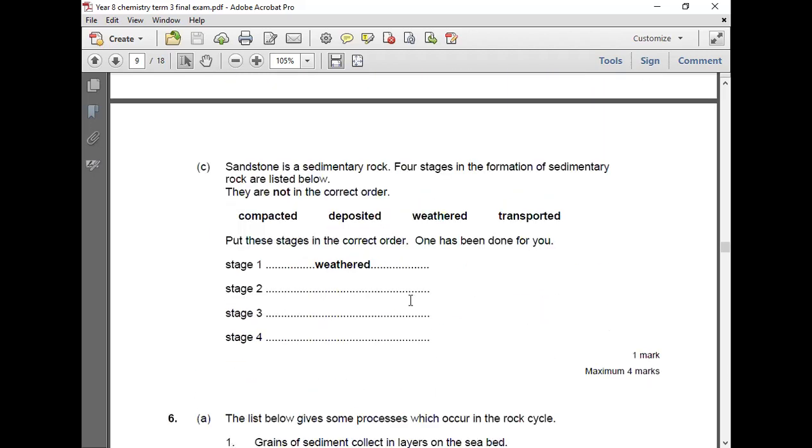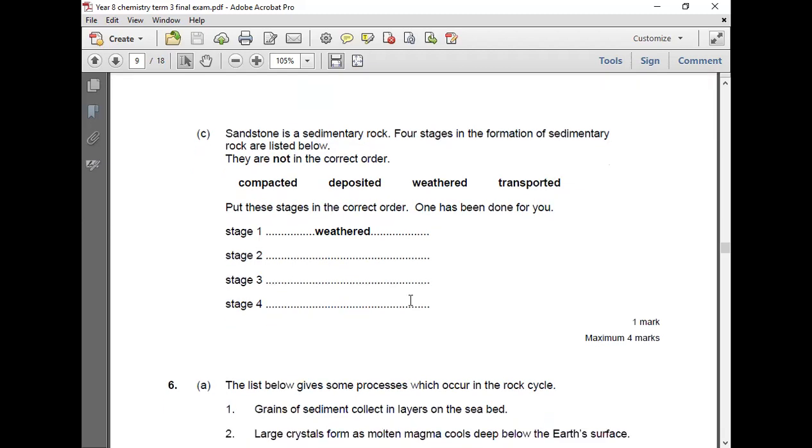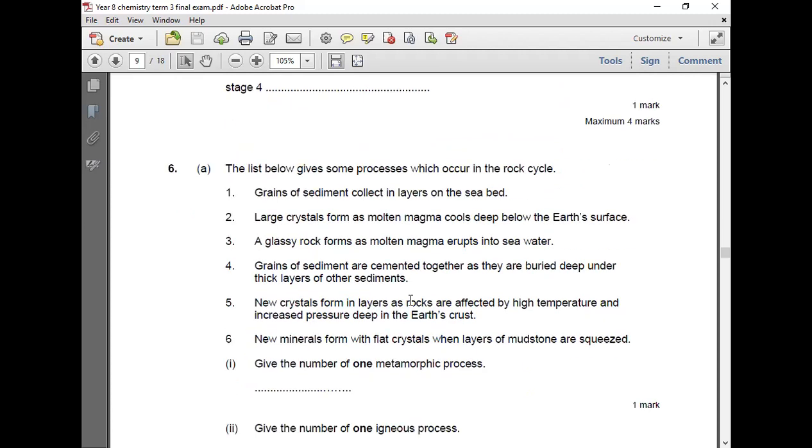Sandstone is a sedimentary rock. Four stages in the formation of sedimentary rock are listed below. They are not in the correct order, but they are compacted, deposited, weathered, and transported. So what's the first stage, what happens, second stage, what happens, the third stage, what happens, and the fourth stage, what happens.